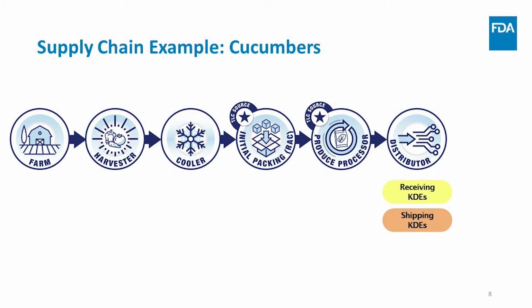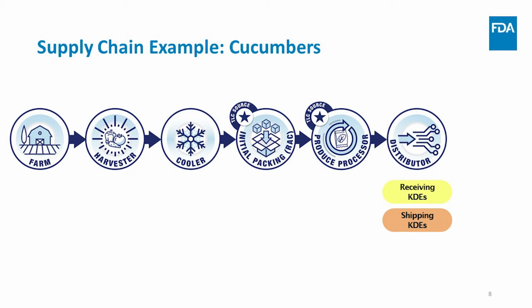The distribution center, or DC, receives the repacked fresh cucumbers from the produce processor. Therefore, the distribution center must keep receiving KDEs of the fresh cucumbers that they receive. Most of the information they need for these receiving KDEs will be sent to them by the produce processor. Unlike the initial packer or produce processor, the DC is not a TLC source and therefore must not assign a new TLC to the food.